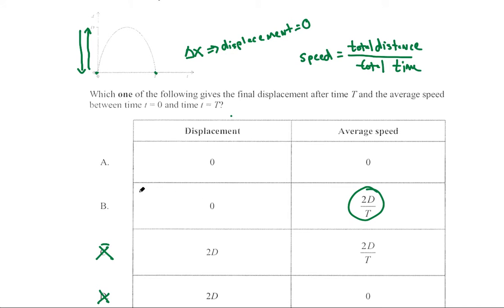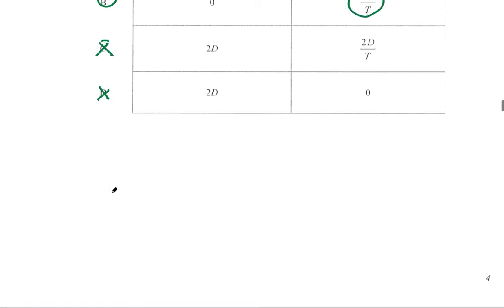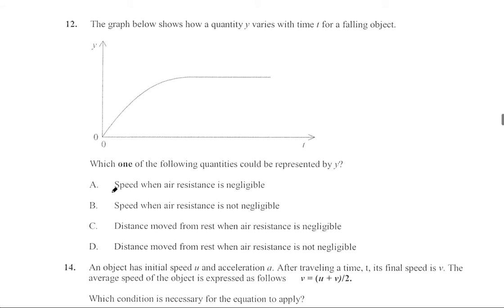So we get our choice B. The next one shows a graph of how the quantity y varies with time of a falling object. Okay, so our quantity y is our vertical distance. And we'll talk more about this with projectile motion. So which of the following quantities could be represented by y?